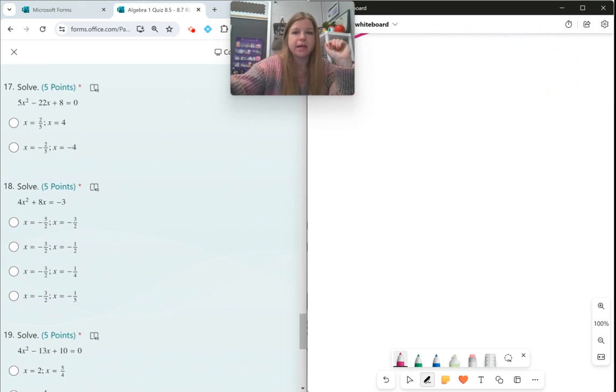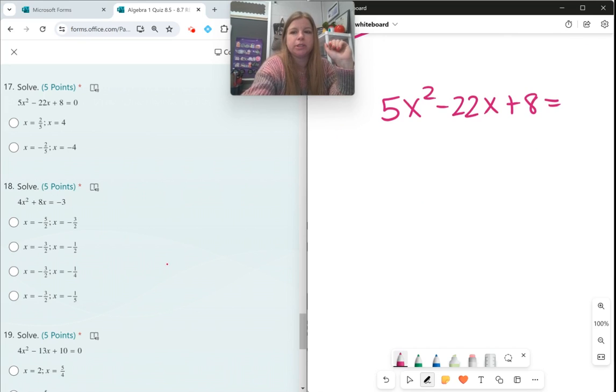All right, number 17. Number 17 is not the friendlier trinomial. It's the one where we have a little bit more work to do. So first, I see that I don't have an a value of 1. I should really check first. Can I factor out a GCF here? Do 5, 22, and 8 have anything in common?